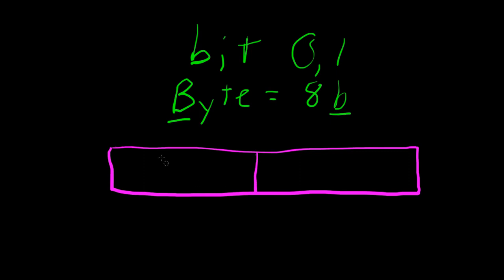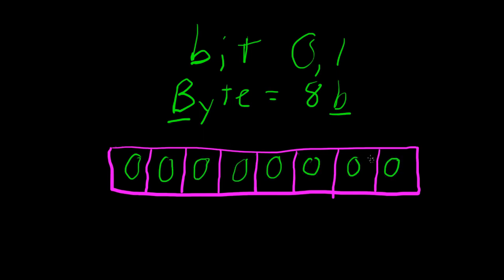is going to be a byte, 1, 2, 3, 4, and there should be 8 little sections in here, and each bit is either a 0 or a 1. So if I want to represent the number 0, that simply means I put a 0 in each one of these. And this represents the number 0. If I wanted to represent the number 1, simply erase this 0, put a 1 in here, and this would be a 1.